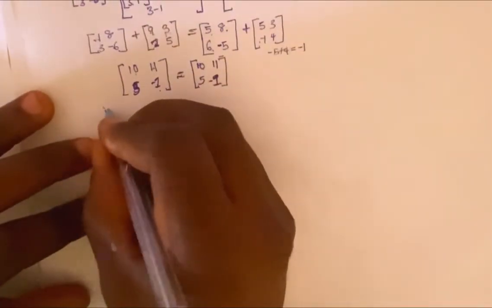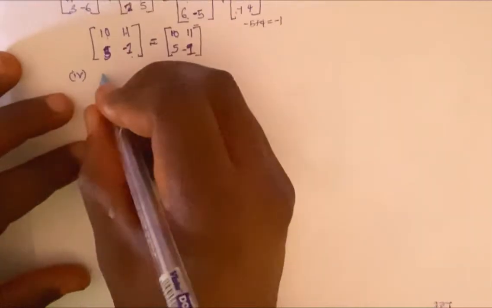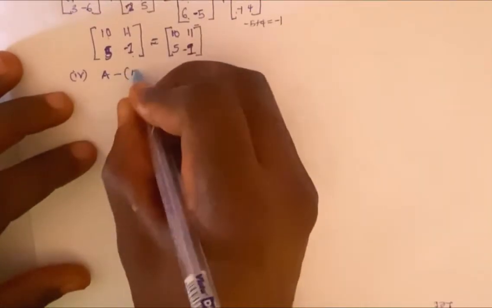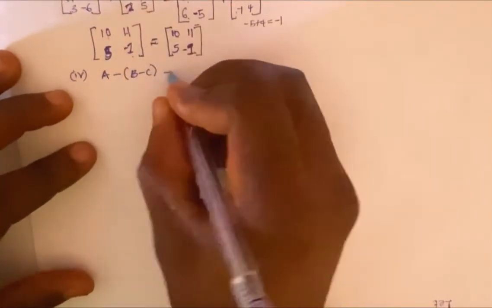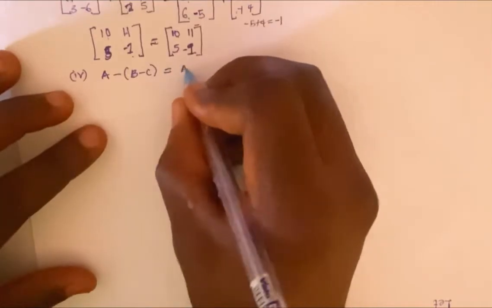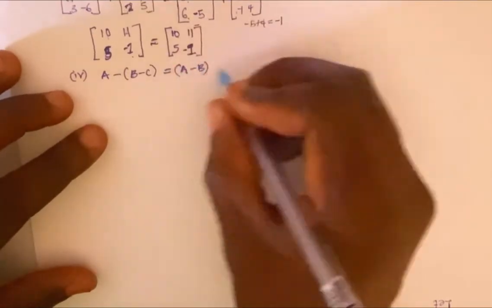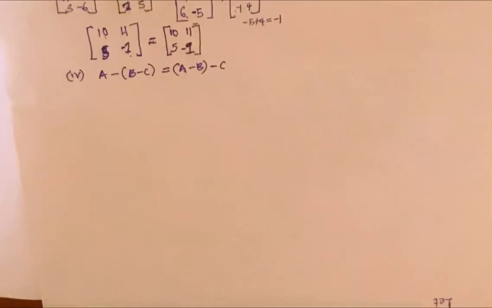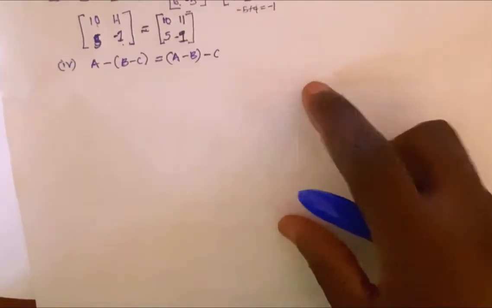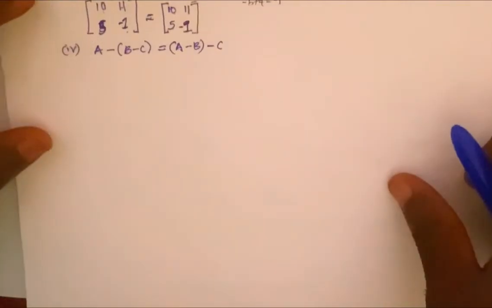The next question here, I'm having question 4, which says, show that A minus (B minus C) is equal to (A minus B) minus C. Is it going to be equal? Well, we'll see in just a moment. Now let's go ahead and solve this.